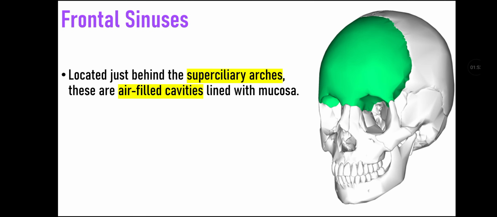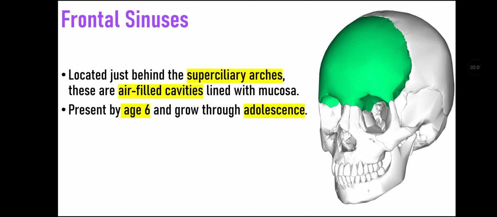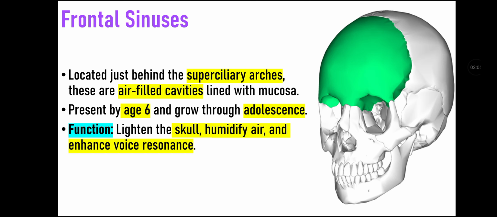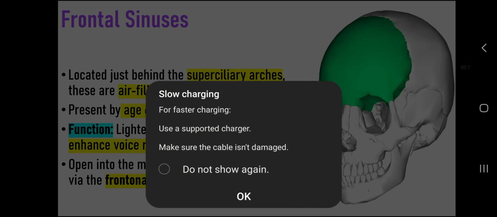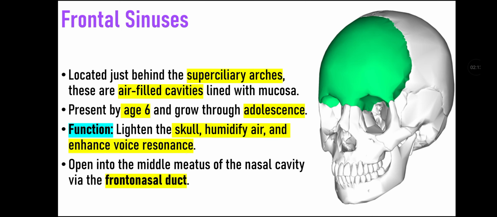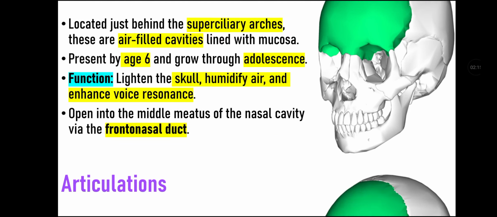Now let's talk about frontal sinuses. They are located just behind the superciliary arches and they are air-filled cavities lined with mucosa in the frontal bone. They are present by age 6 and grow through adolescence. Their function is to lighten the skull, humidify the air, and enhance voice resonance. They open into middle meatus of the nasal cavity through the frontonasal duct.